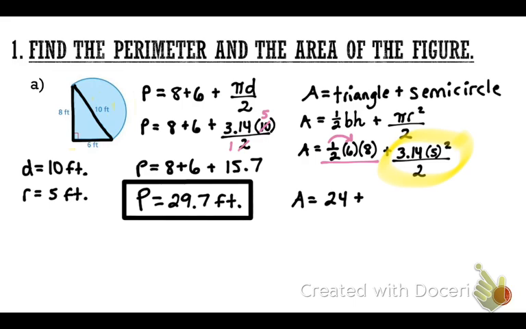Guys, what does 5 squared mean? 5 times 5. What is 5 times 5? 25. So we're going to multiply times 25, and then because it's a semicircle, we're still dividing by 2. All right, so little by little, we're going to go ahead and get the answer to this.